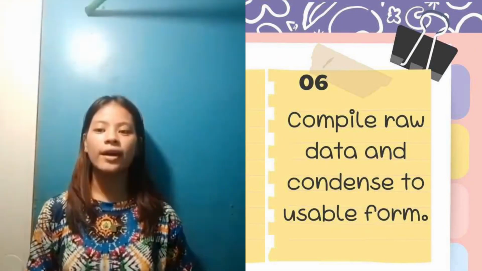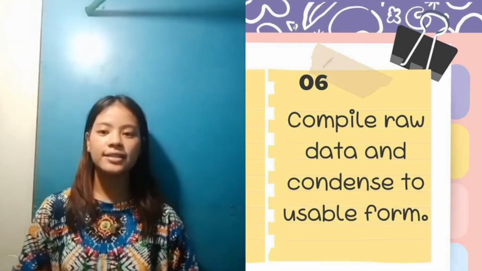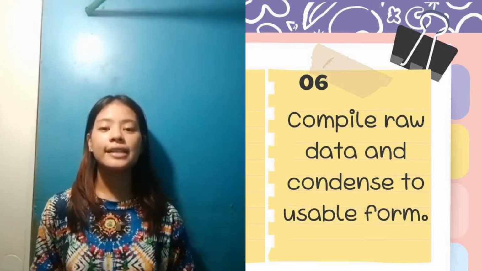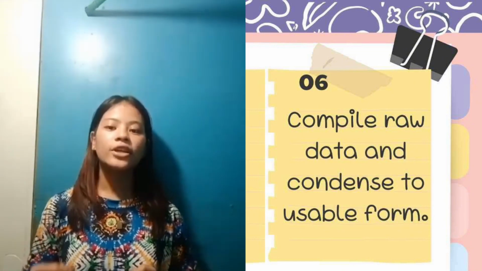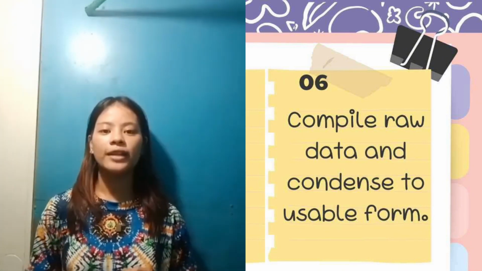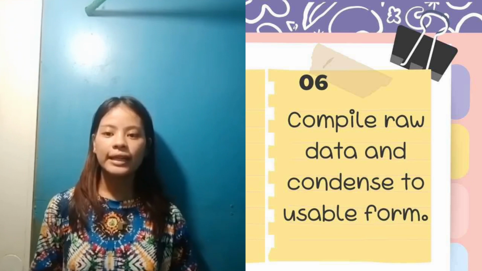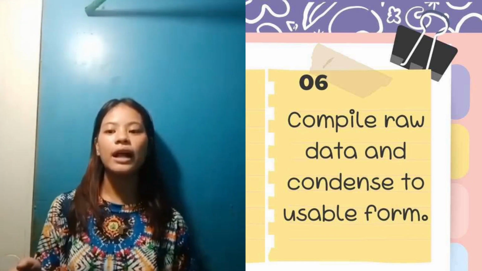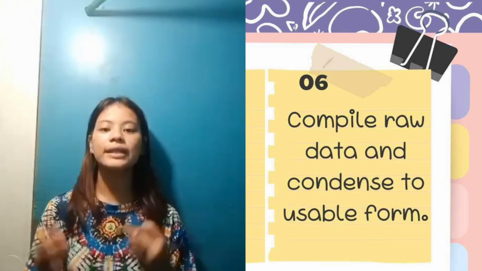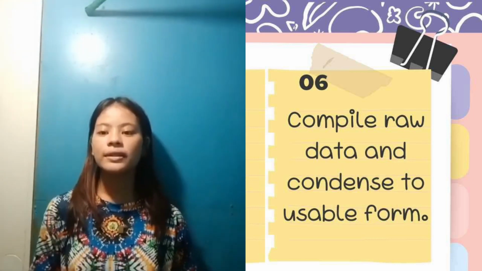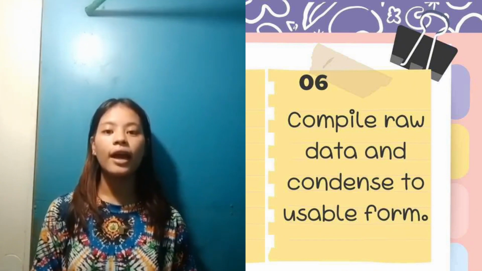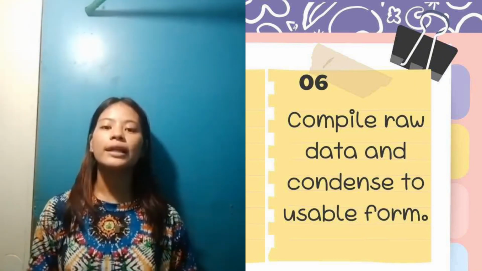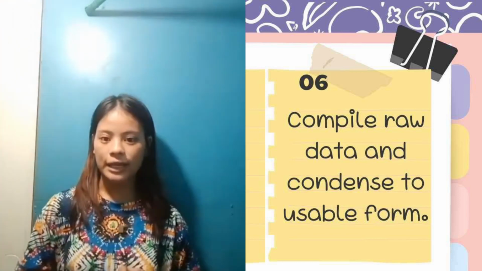So 6, we have compile raw data and condense to usable form. So compiling the data allows for better organization and management. Mas easier to analyze na lang siya and to interpret the result. So raw data usahay kay makakontain og errors, outliers, or missing values nga maka-affect sa accuracy and validity sa experiment. So, condensing the data involves cleaning and pre-processing steps para ma-ensure ang data quality and its integrity.